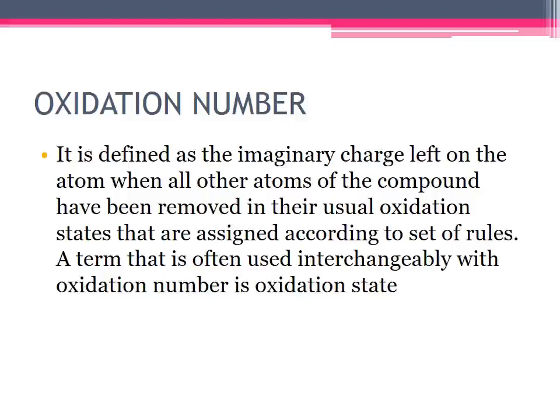For example, take an atom. In that atom there are many molecules, say 12 or 20. Now you remove all of them, and only one atom is left. Everyone else has gone out. Assuming a charge on that left atom, when all the other atoms are removed and only one atom is left, for that left atom we have to give an imaginary charge, and that is called the oxidation number.